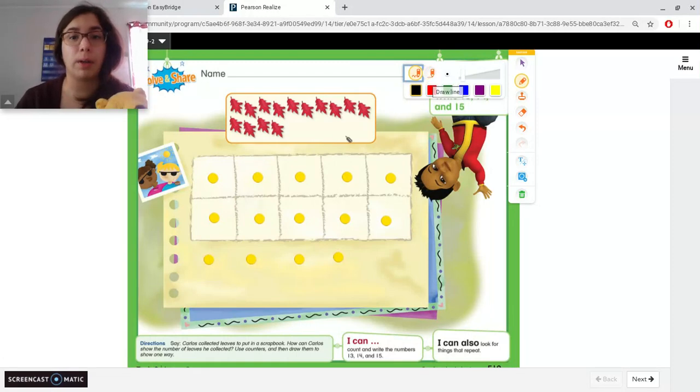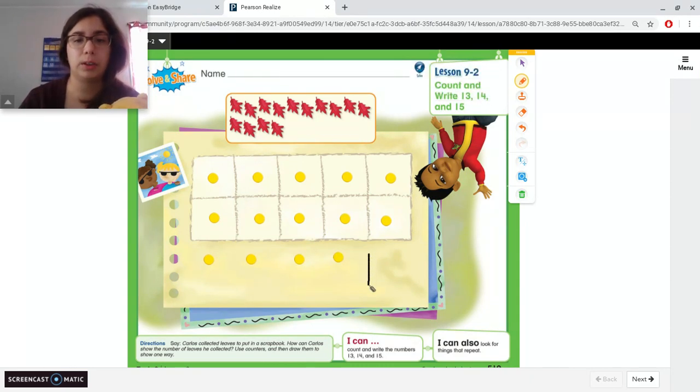And we can also show what's another way that we can show a number that tells how many. We can write it, right? So if we have 14 leaves and we have 14 counters, we should write the number 14. And the number 14 looks like a 1 to represent the 10 ones in the 10 frame, and then a 4 to represent the 4 ones outside of the 10 frame. Good job.